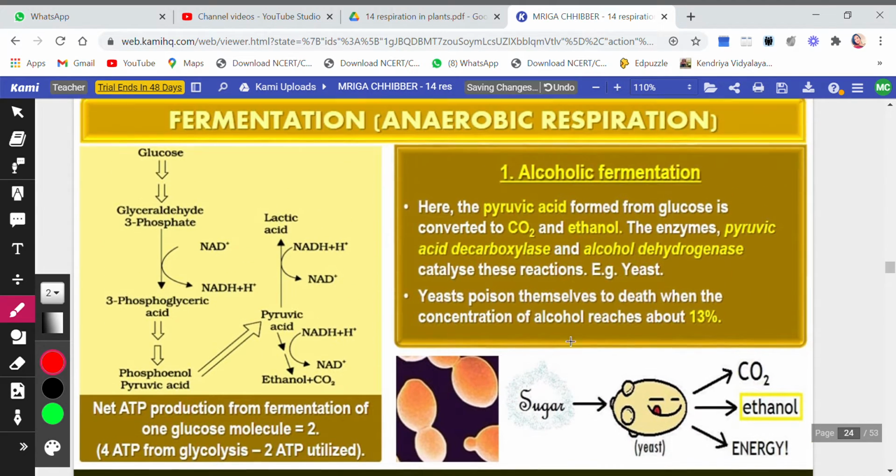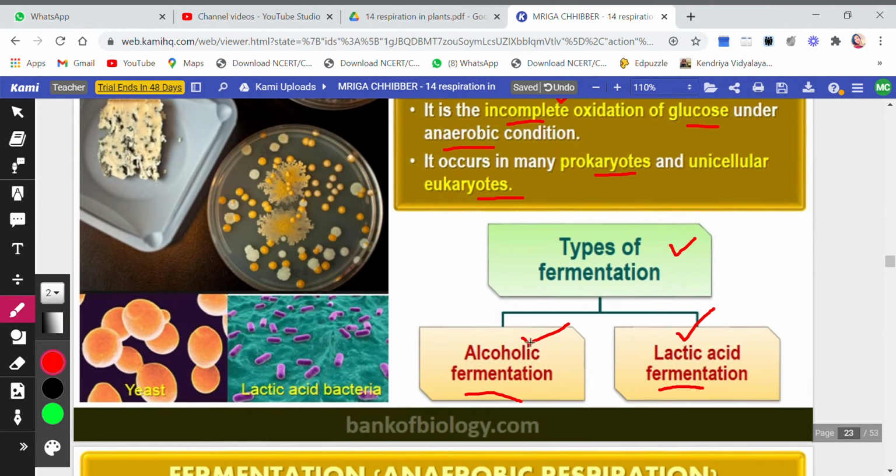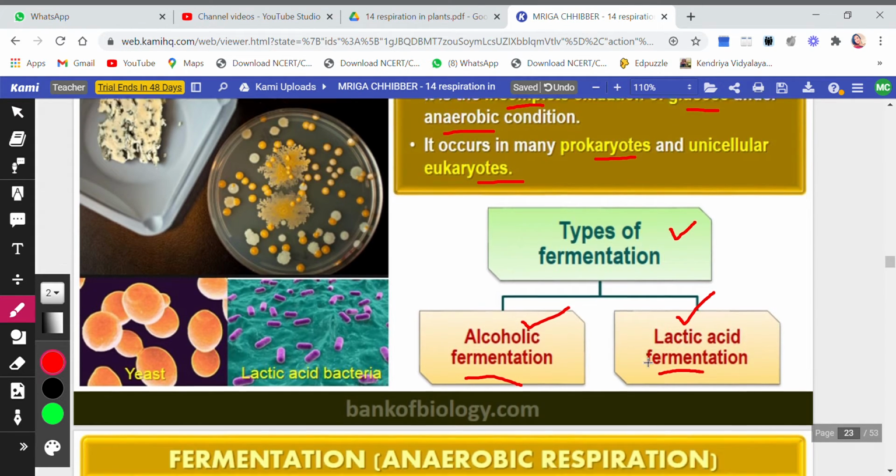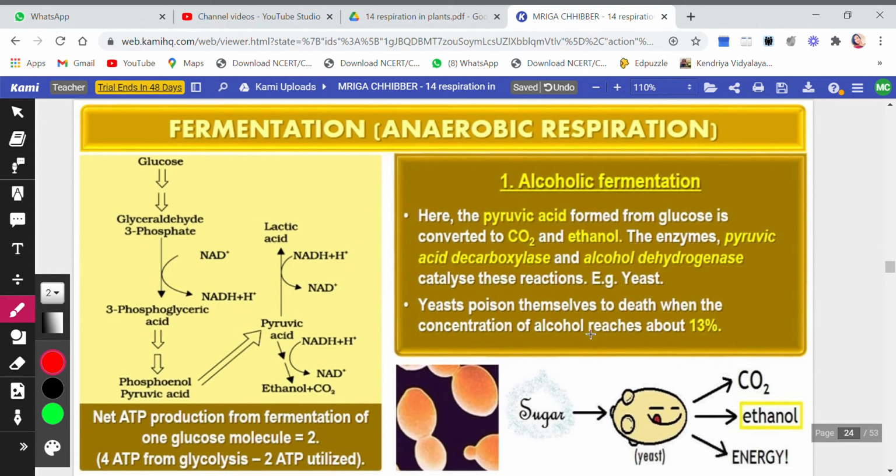Right. Now let's see alcoholic fermentation. The product we will be getting is ethyl alcohol, and in lactic acid fermentation, the product that we will be getting is lactic acid. Okay, so we will see one by one. So the first one is alcoholic fermentation.